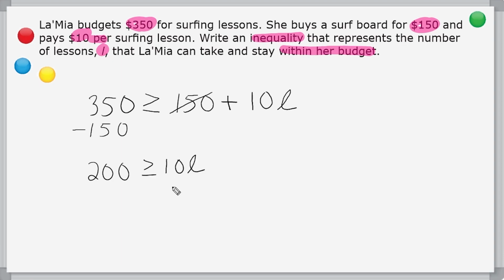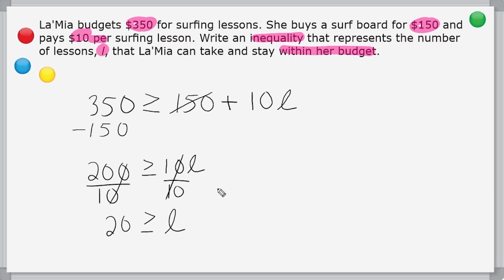And to figure out how many lessons she can take, we divide both sides by 10. Because she has $200 left and each lesson is $10, dividing 200 by 10 would allow us to figure out how many lessons she can take in all. So that would leave us with 200 divided by 10, which is 20, is greater than or equal to L.